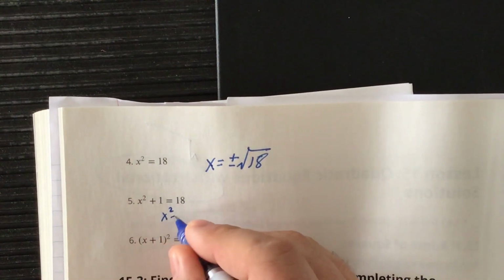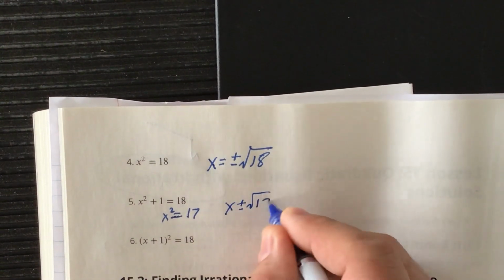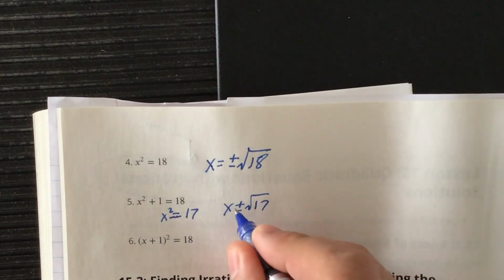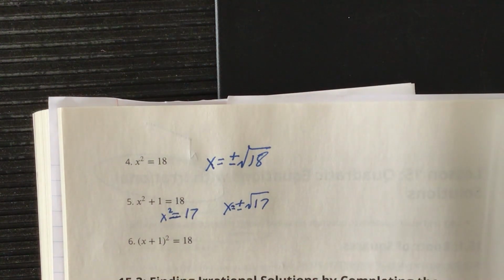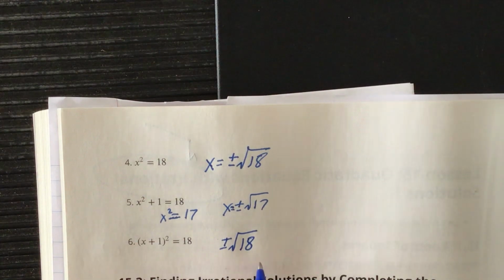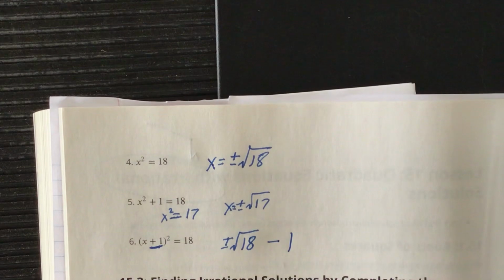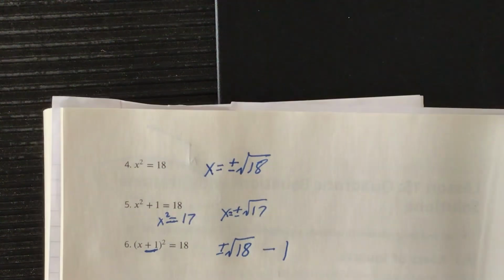Next one, I'm going to subtract 1. It's going to be the exact same problem, except it's square root of 17. Again, doesn't come out nice. And the last one's just kind of a combination. It's going to be the square root of 18, and then whatever it is, you're going to have to subtract 1 to it. Combination of 4 and 5 put together. So the point is, you're not going to see all perfect examples because there's only so many of those to go around.